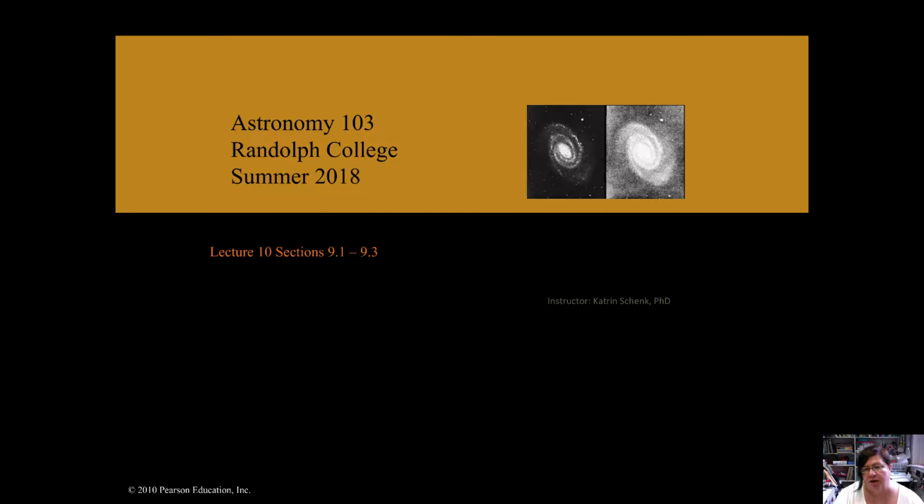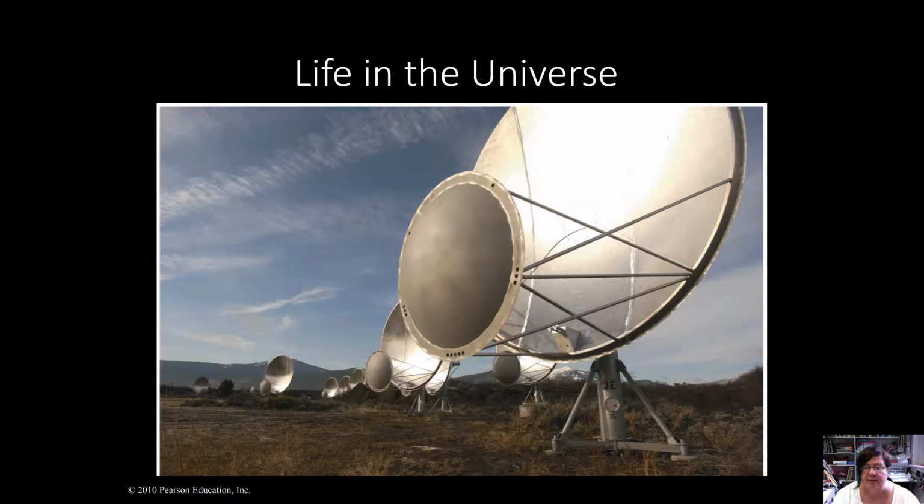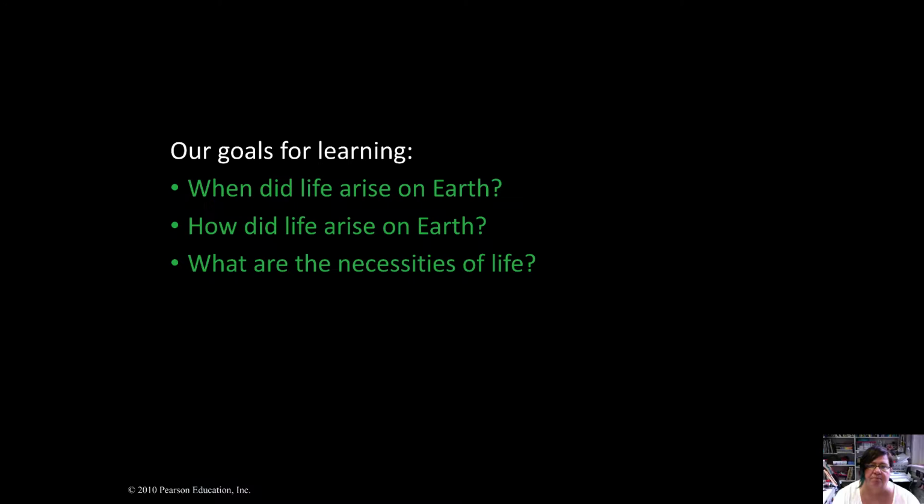This is Chapter 9.1 through 9.3, so sections 1 through 3 of Chapter 9. Okay, let's get started. So this chapter is all about life in the universe, which is one of the big questions, as you might imagine, in astronomy, because we not only study stars and planets and other planets around other stars, etc., but we would really like to know if we're alone in the universe. And so that's a big field of study.